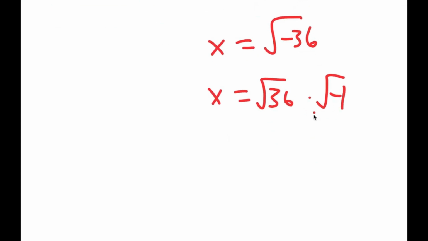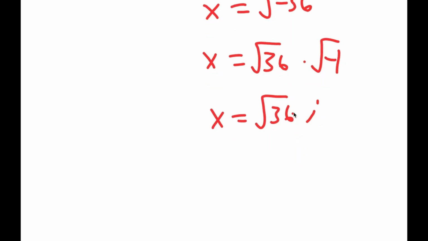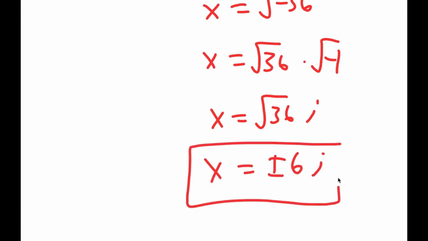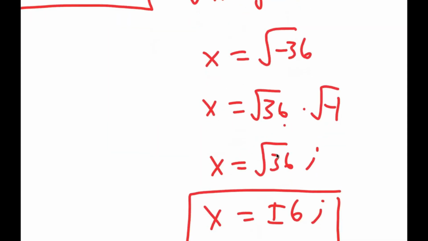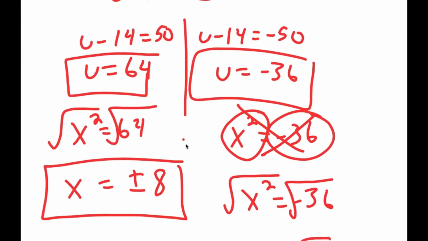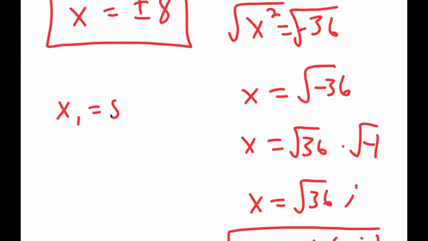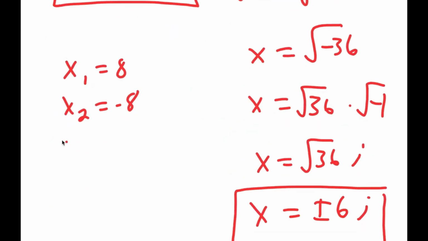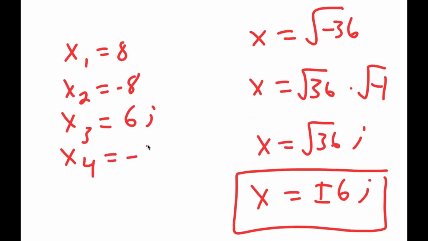Now the square root of negative 1 is the same thing as i, so I get x is equal to the square root of 36 times i. And the square root of 36 is the same thing as positive or negative 6. So I get x is equal to positive or negative 6i. So these are another two solutions. These aren't real solutions, but these are imaginary solutions, which still count as solutions to this problem. So my four solutions are x equals 8, x equals negative 8, x equals 6i, and x equals negative 6i.